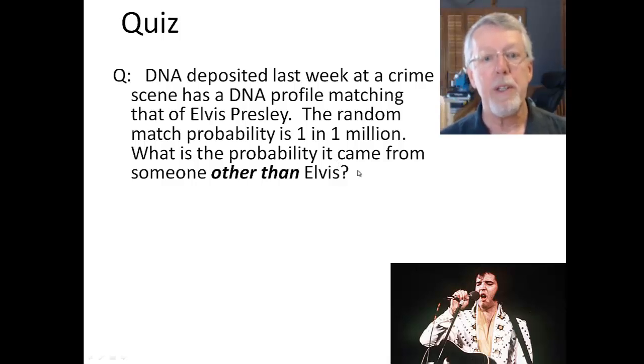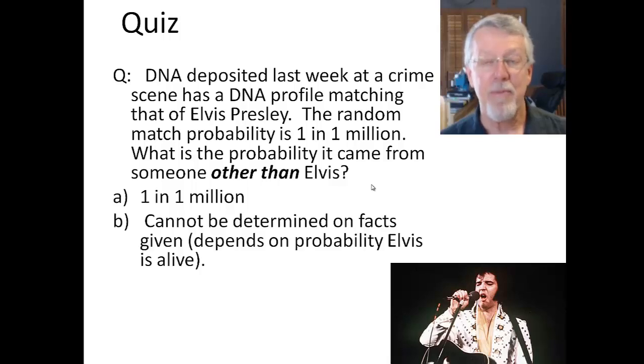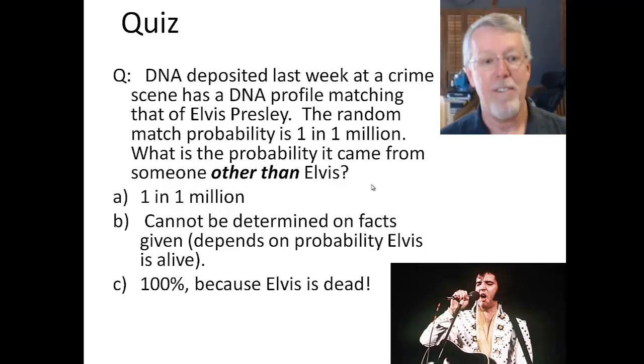What is the probability that it came from someone other than Elvis? Now, is it 1 in 1 million that it came from anyone other than Elvis? Or would you say it cannot be determined based on the facts given? It depends, among other things, on whether Elvis is alive. Or would you say the probability it came from someone other than Elvis is 100% because Elvis is dead?